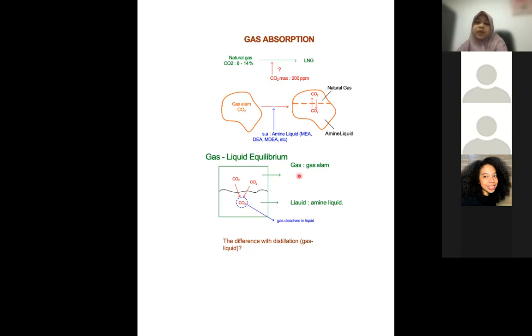Okay, so in gas liquid equilibrium, we have the gas, for example, the natural gas, and then the liquid, for example, the amine liquid, and the gas is actually going to dissolve. Yeah, it's going to dissolve, akan terlarut. Okay, and this is not gas, it's a vapor. The difference with distillation, which is vapor and liquid, is actually we have the vapor, and then it is a keseimbangan, yeah, equilibrium. But for the gas, it's actually the gas is absorbed as terlarut, yeah, like that one.